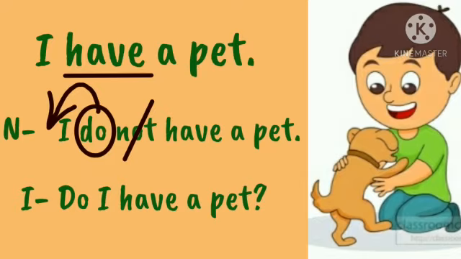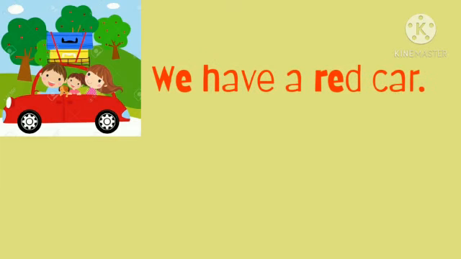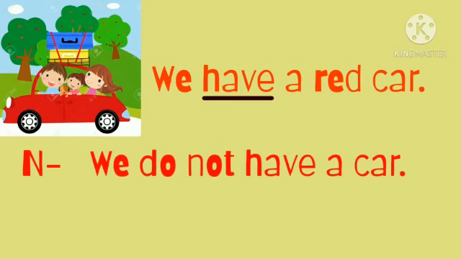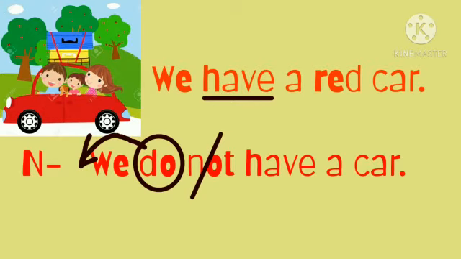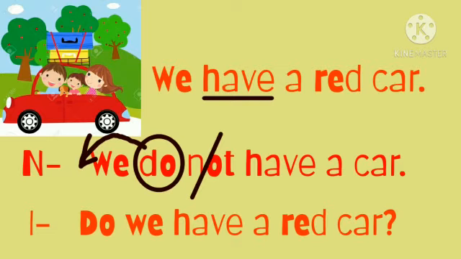Now have one more example. We have a red car. Here also we can see that have is present. So its negative form will be, as you know, we do not have a red car. Here we will simply change the position of do, and not will be removed after that, and at the end a question mark. So if we find have, students do remember, we will only add do in the beginning and a question mark at the end in order to make the sentence interrogative. Okay. Now let's go to the next one.